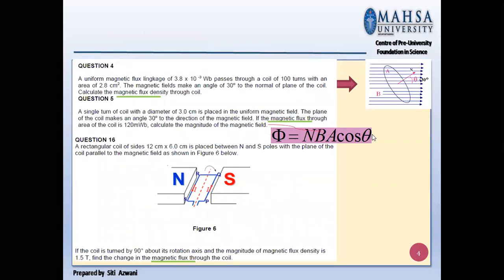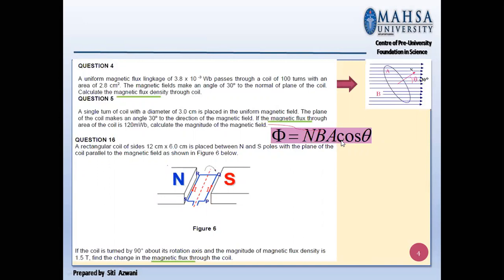Okay. Question 4, question 5, question 16 is the same as before. You want to calculate the magnetic flux. Again, here you need to consider the angle. The angle must be correct when you substitute into your formula of your magnetic flux, and it is a cos angle.